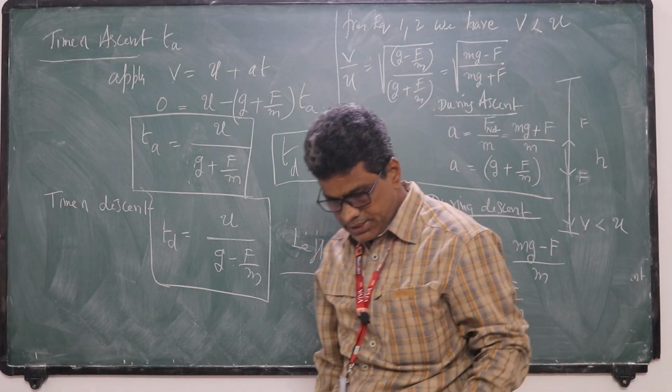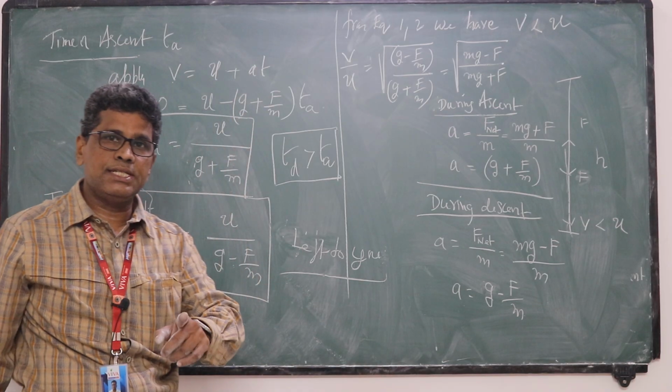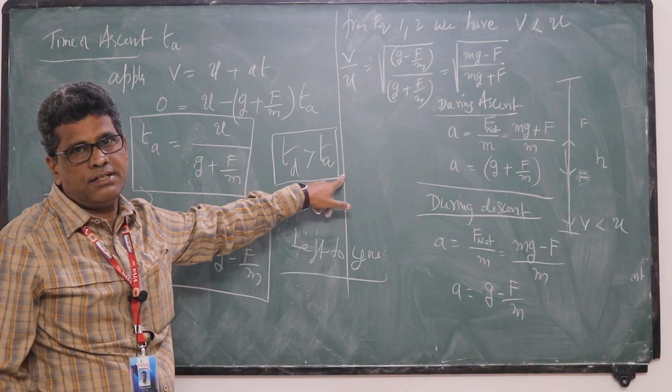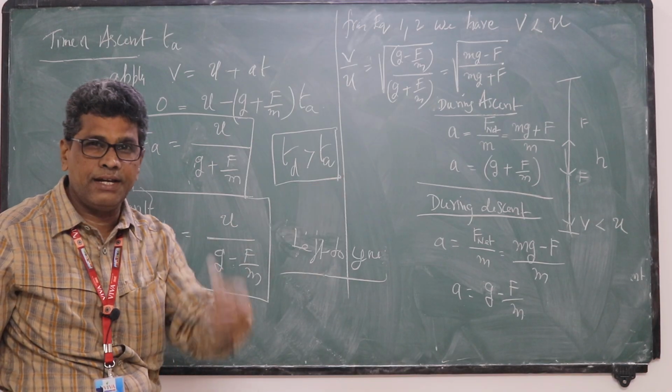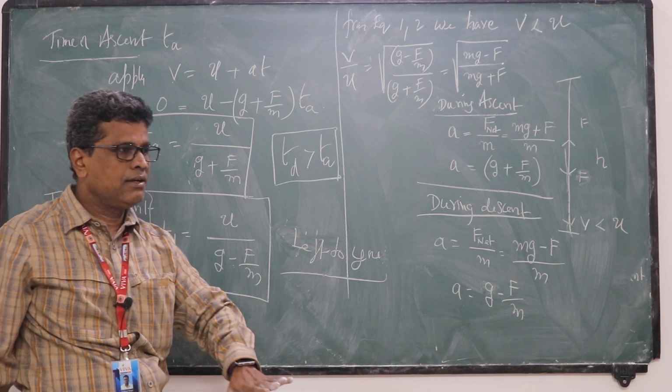So the conclusion is, if air resistance is considered, time of descent is greater than time of ascent. If air resistance is neglected, time of ascent is equal to time of descent. Clear? Take this.